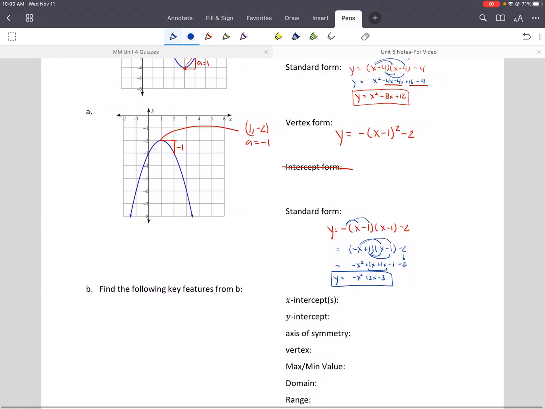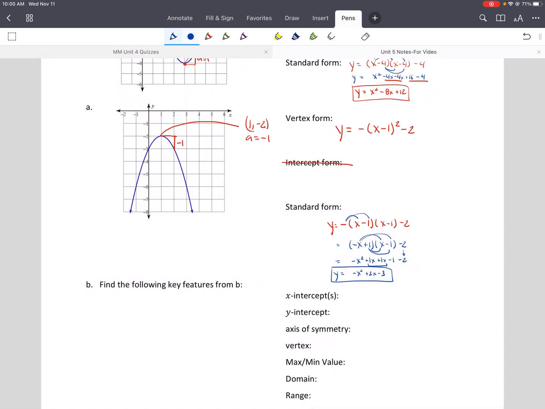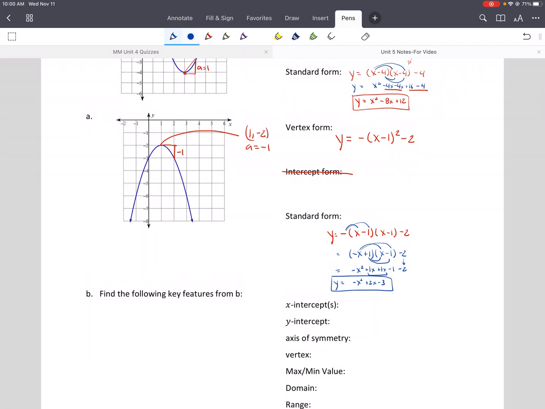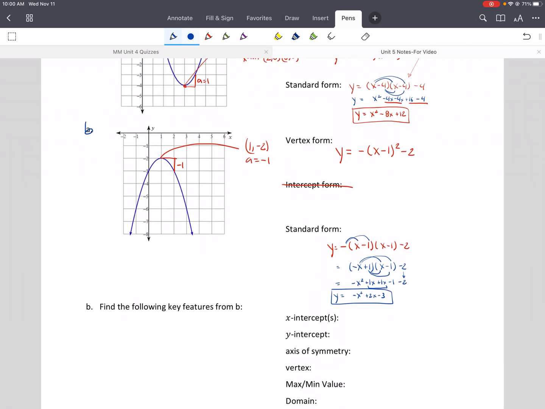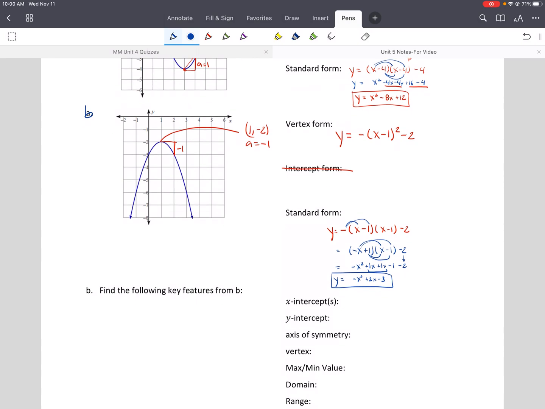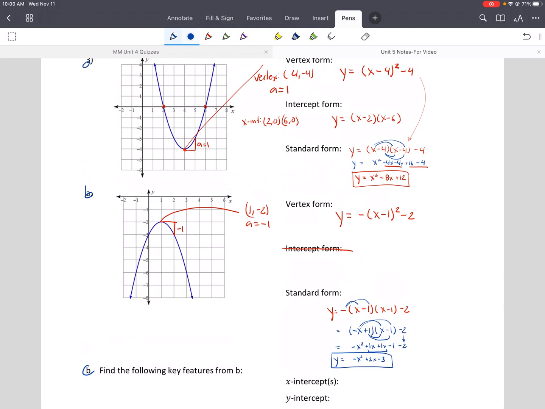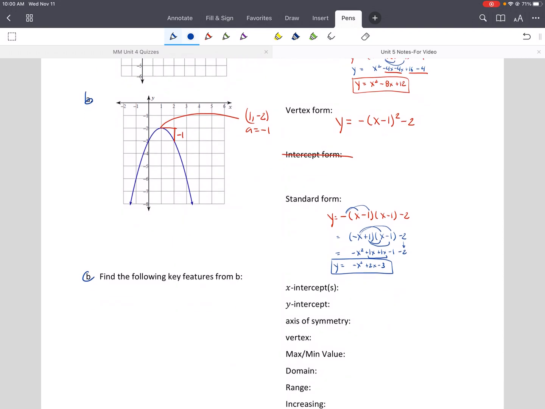All right, and then maybe we'll talk about the key features fairly quickly. So from, I think this is supposed to be B. Sorry, this is kind of confusing. I need to fix that too. This was supposed to be A. So x-intercepts, there'd be none. Y-intercept would be 0, comma, negative 3. Axis of symmetry would be x equals 1. Vertex would be 1, comma, negative 2. It is a maximum, a value of negative 2.